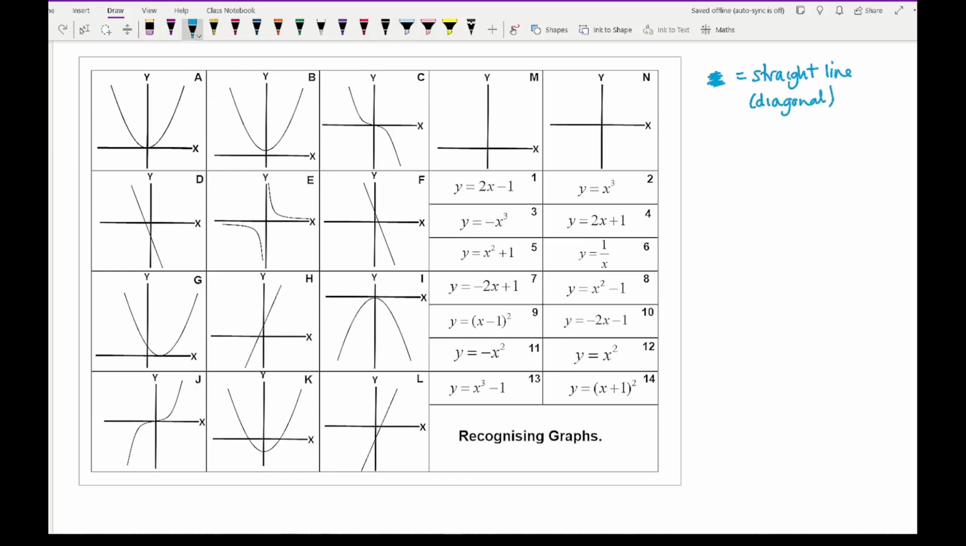So it's going to be a diagonal. Looking at this, what we're looking for is equations and lines with just a single x and a single y. So here D is a diagonal line, F is a diagonal line, and L is a diagonal line. If I match up those equations, I'm looking for an equation with just a single x and a single y with no powers involved at all.